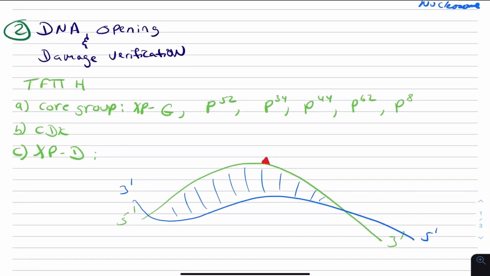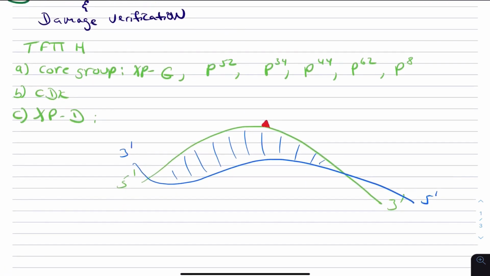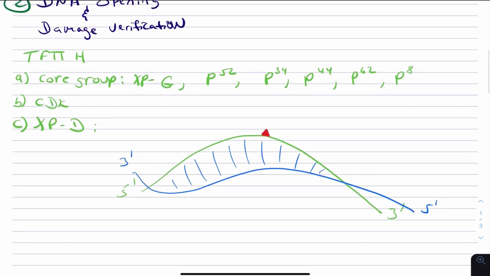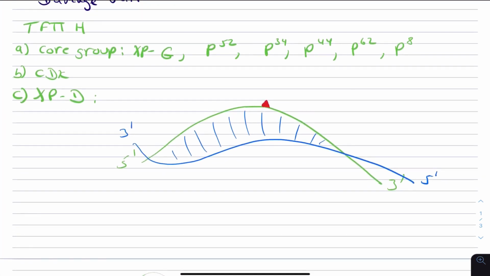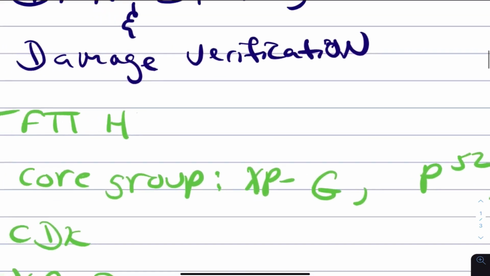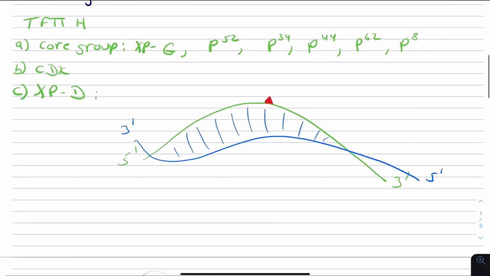In DNA opening, we're going to be removing these hydrogen bonds. So we're going to end up having a bubble created, the DNA bubble, and that's usually about 30 bases long. Then we also have the second part, the damage verification. So we talked about the proteins that are involved. We talked about the TFIIH, and then we talked about the core group, the CDK and the XPD.